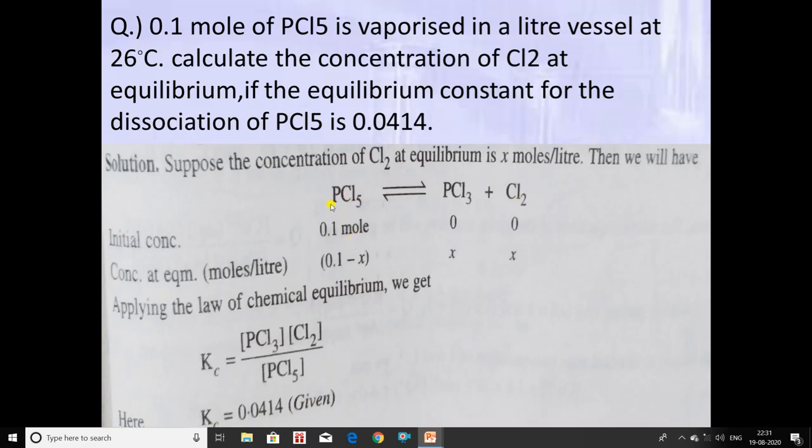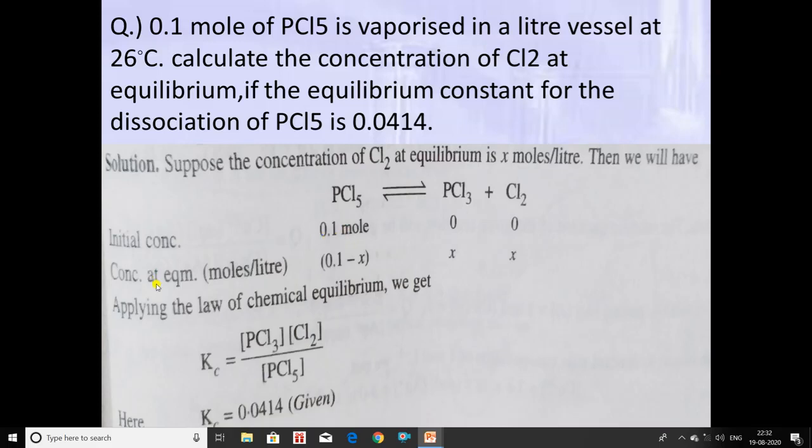What is the initial concentration of PCl5 at the start of the reaction? Here it is mentioned that there is 0.1 mole of PCl5, so you will write 0.1 mole. Initially PCl3 and Cl2 had zero concentration, so here you will write 0, 0. Now we will write the concentration at equilibrium point. As we are writing concentration, 0.1 is divided by 1 liter, so it becomes equal to 0.1.